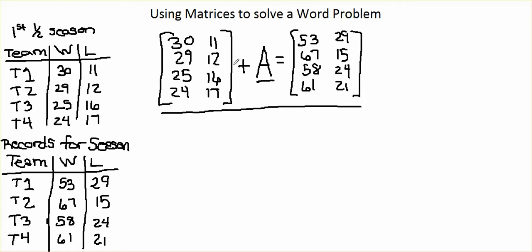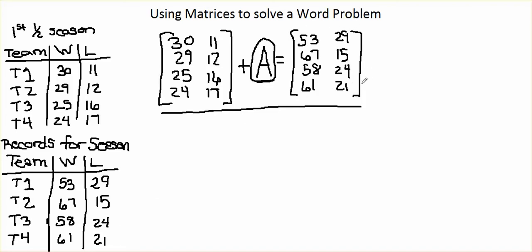You can take a look at the values in this matrix, and they are equal to the wins for team 1, 2, 3, and 4 in the first half of the season. The second column here represents the losses for each of those teams in the first half of the season. And in order to calculate the records for the entire season, we need to add to it the wins and losses of the second half of the season, which is going to be represented by matrix A here. And then that is going to equal the total wins and losses for the entire season. And you can see I duplicated this table right here in this matrix right here.